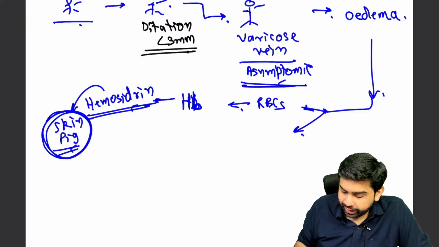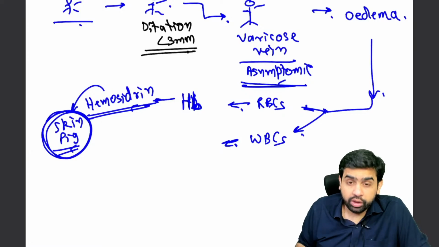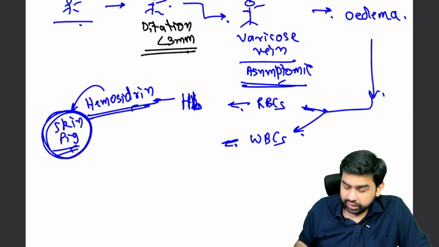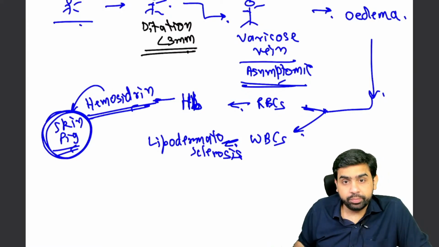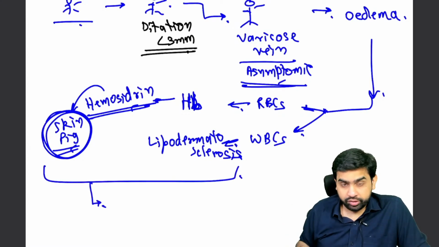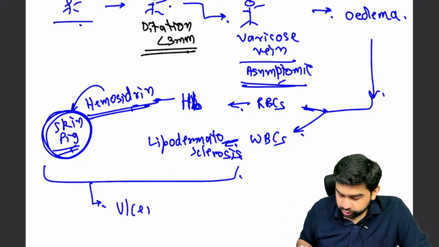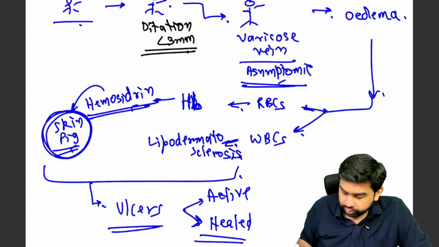At the same time, WBCs can also come out. These WBCs are going to cause inflammation, and because of this, the patients are going to develop lipodermatosclerosis. Even at this point of time, if the patients are not treated, ultimately ulcers can develop, and the ulcers can be either an active ulcer or a healed ulcer.